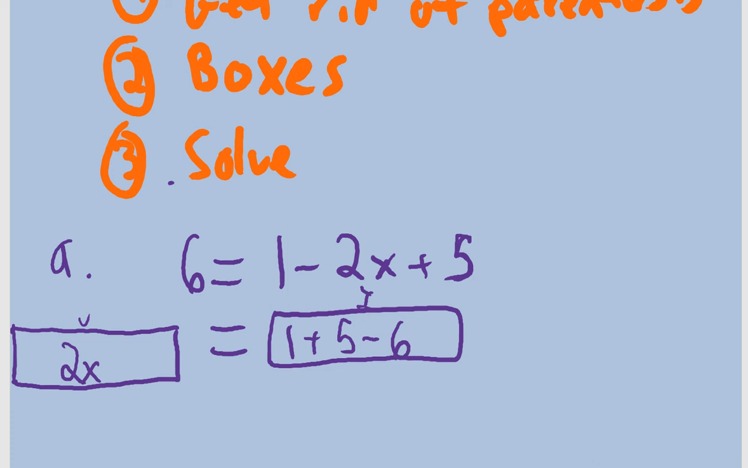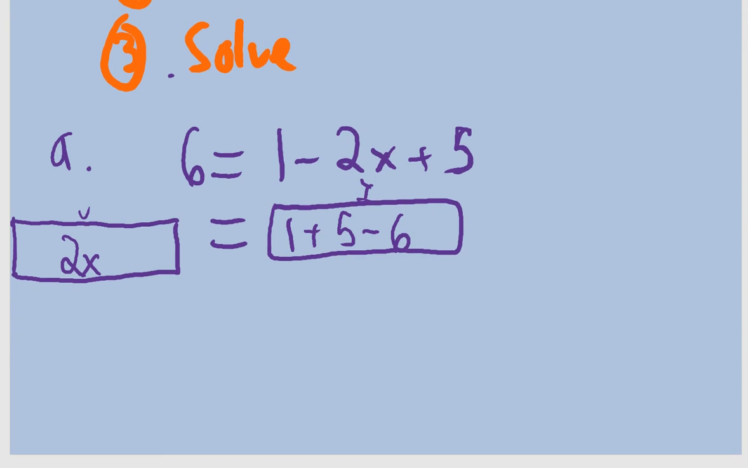Oh, this is a good question. Now, put your equal sign first. And now you're going to combine these terms together. 2x, you're not combining with anything else. It's going to stay 2x. On the right-hand side, you have 1 plus 5, which is 6. 6 minus 6, which is 0. So here you have 2x is equal to 0.